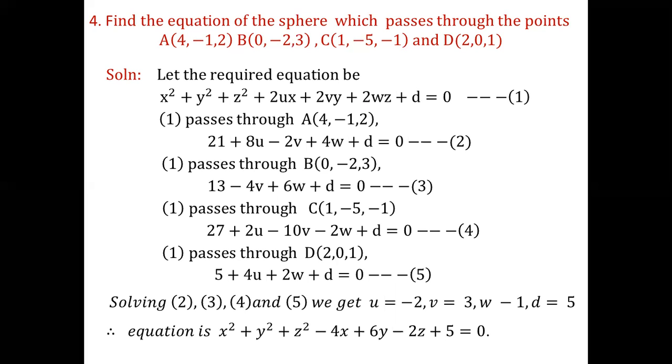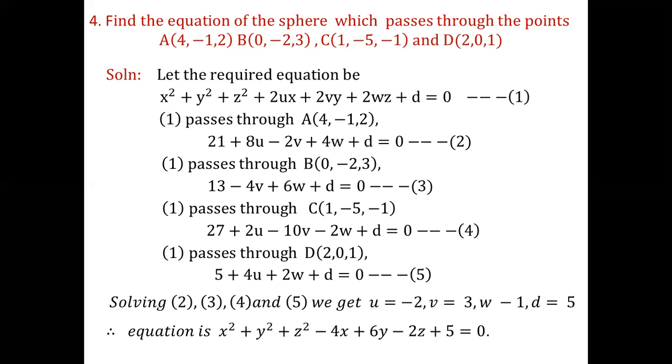Again, the sphere passes through the point B, (0, -2, 3). So substitute x, y, z as 0, -2, 3 in equation 1, and after simplification, you are going to get 13 - 4v + 6w + d = 0. Call it equation 3.